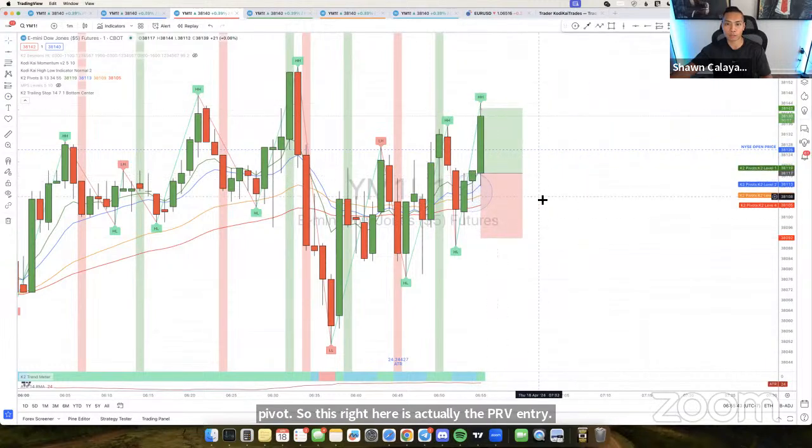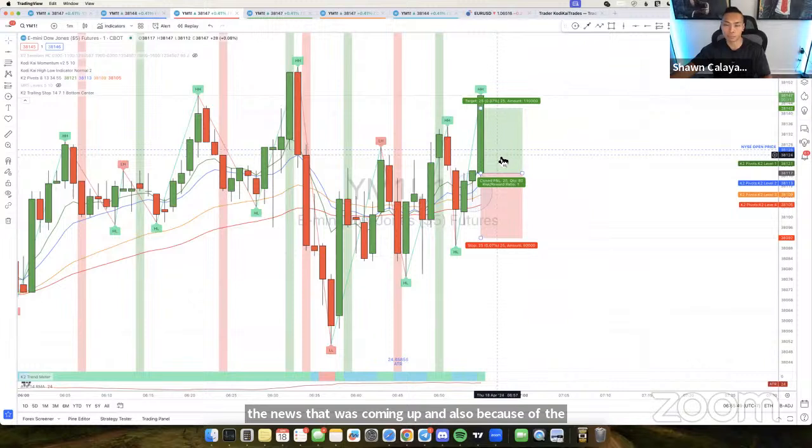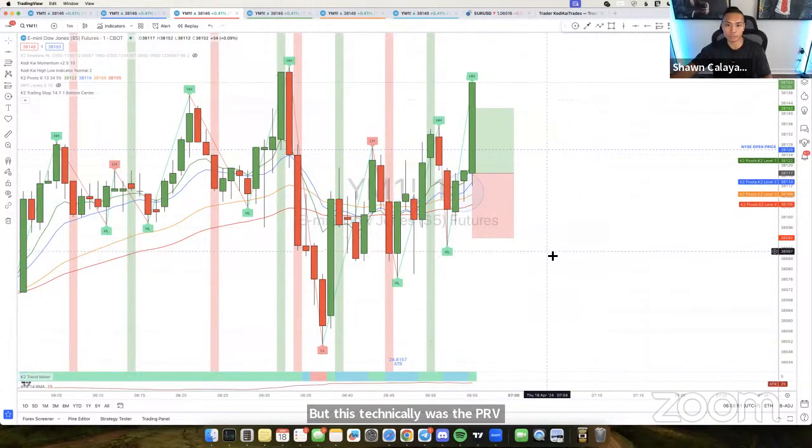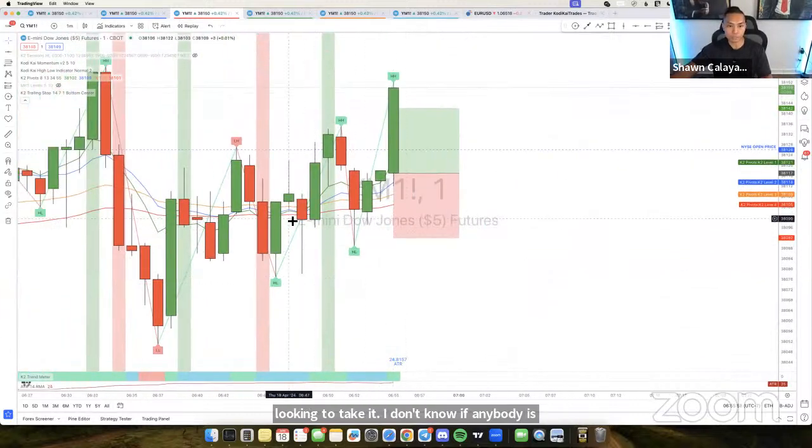It's not really an area where I wanted to trade in because of the news that was coming up and also because of the range that price was currently in. But this technically was the PRB for anybody who was looking to take it. I don't know if anybody was following it. It was kind of choppy here because price kept coming around. But if you look pretty closely, you'll see it's pretty obvious right here.